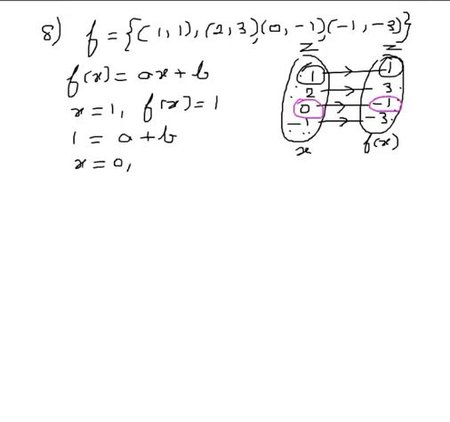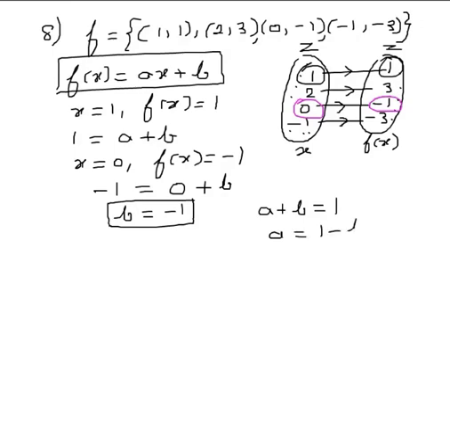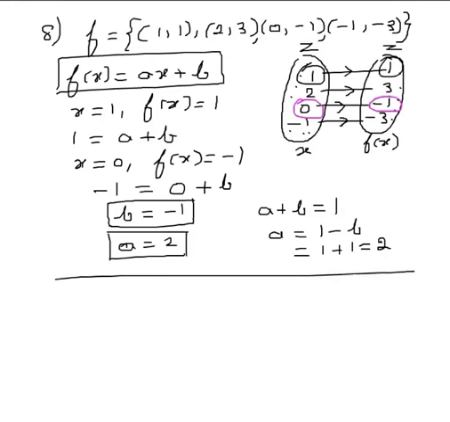Directly we will get the answer for b. Now let us substitute x as 0 and f of x as minus 1 in this equation. f of x is minus 1, x is 0, so b is minus 1. So we got the answer for b. Now substitute this value in this equation. So a will be 1 minus b, 1 minus of minus 1, which is 1 plus 1. Therefore, a value is 2. These are the values of a and b.